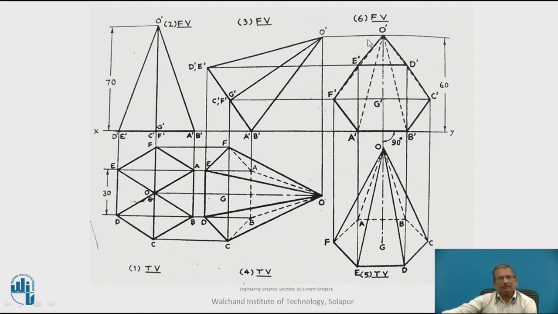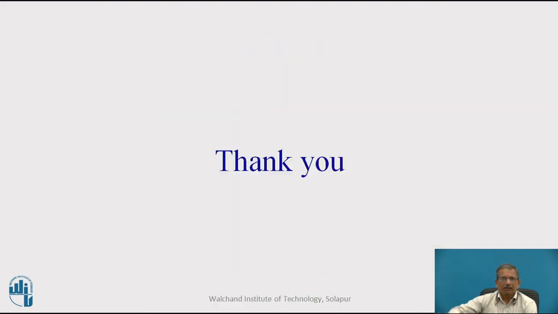So all the conditions are satisfied. See here, the apex is 60 mm above HP, then the axis is perpendicular to VP, then the apex is away from the observer. So like that you have to complete the projections of this particular problem. Thank you.